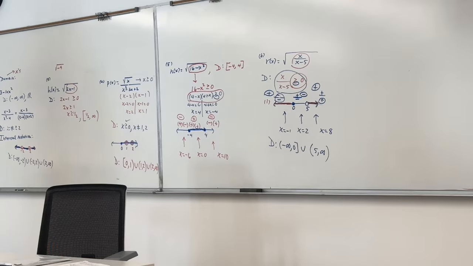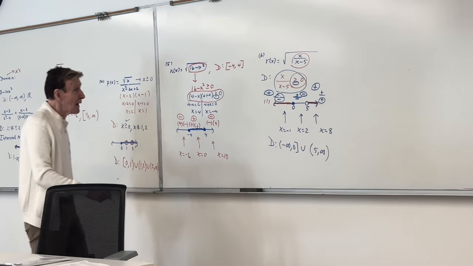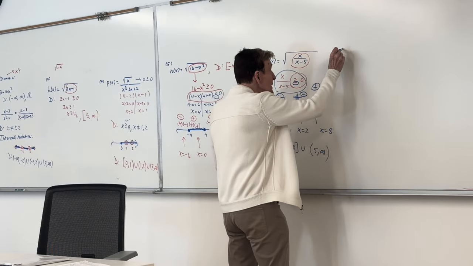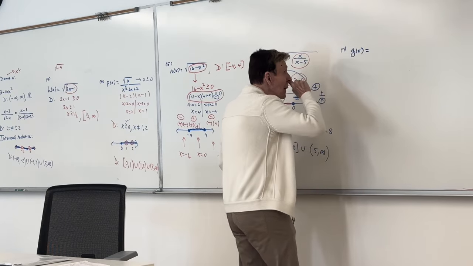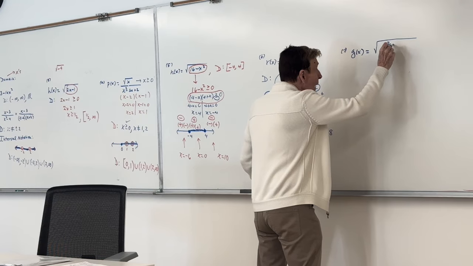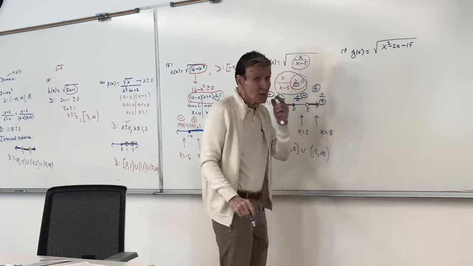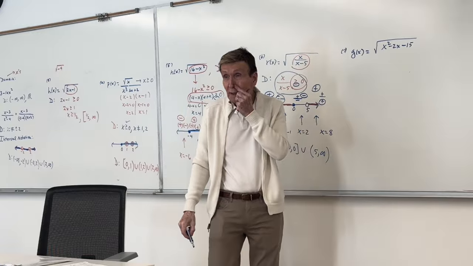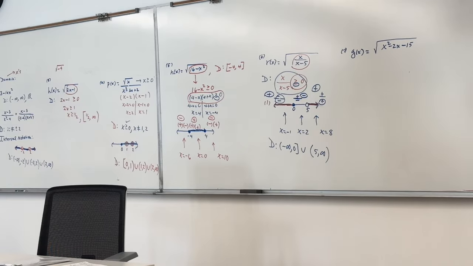Okay, now, did we have more to do on that, or was that it? We have one more. One more, then we'll start this quiz. Okay, what's the next one? Number 7, g of x equals the square root of x squared minus 2x minus 15. Just that. Okay. Let me check, I gotta check, I'm short on time here.